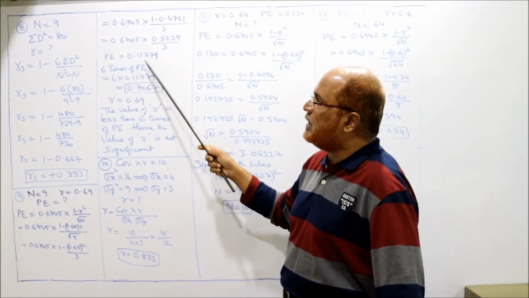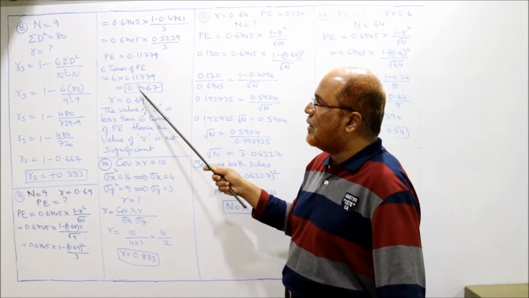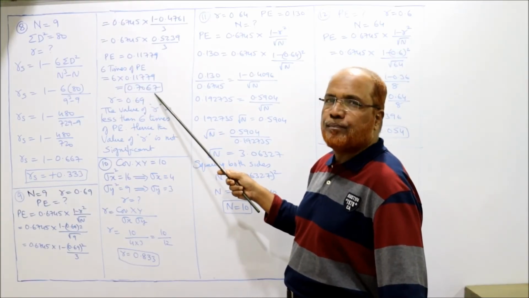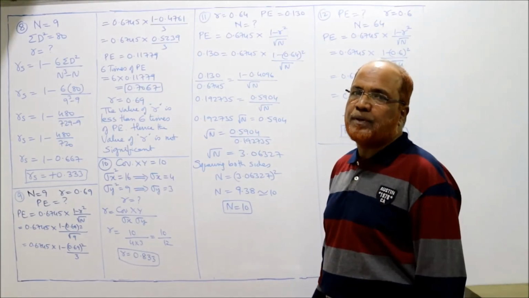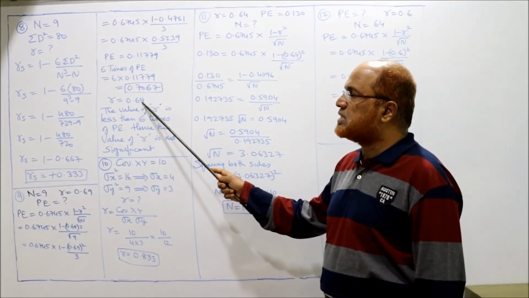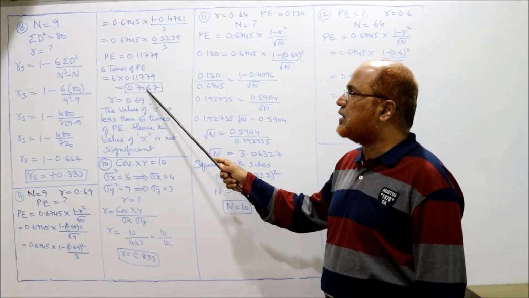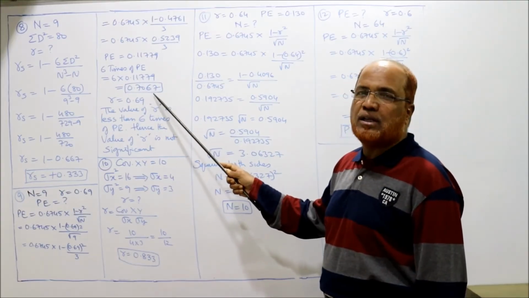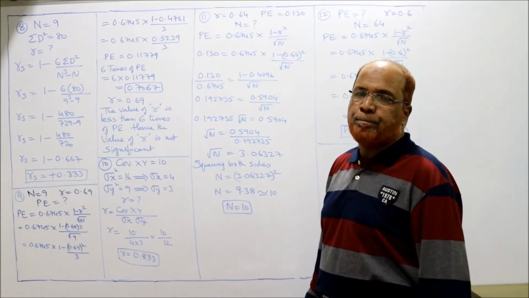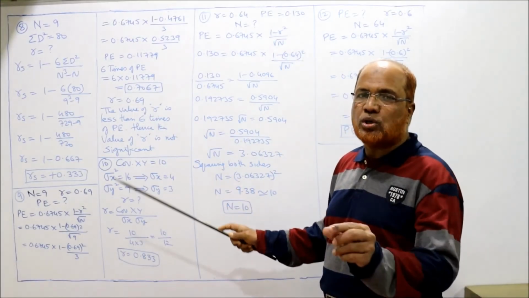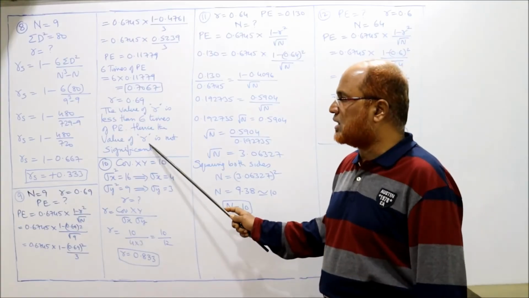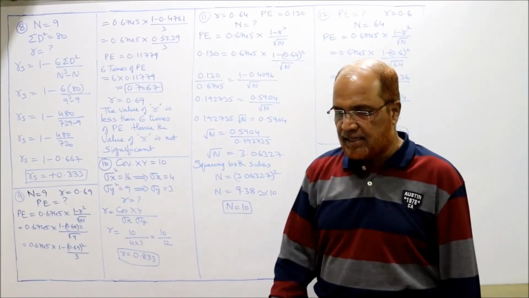Multiply this PE by 6, and you will get 0.7067. Now compare the R value with 6 times of PE. The R value given in the problem is 0.69, whereas 6 times of PE is 0.7067. That means the value of R is less than 6 times of PE. So the value of R is not at all significant. Next, 10th problem.